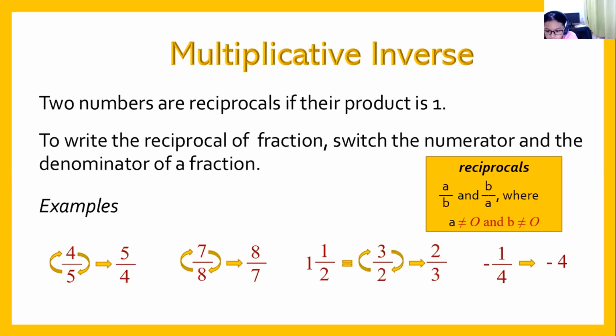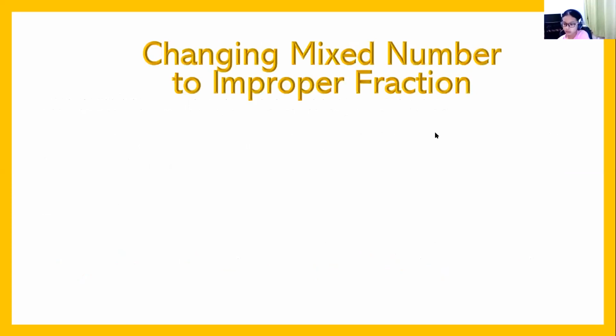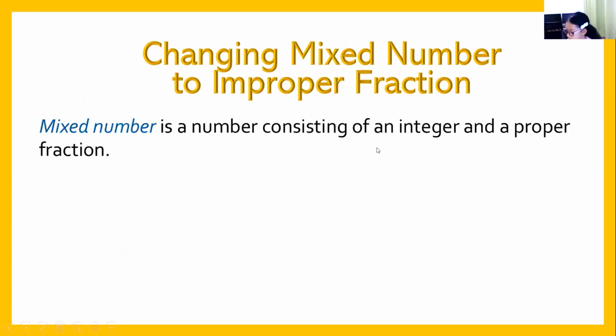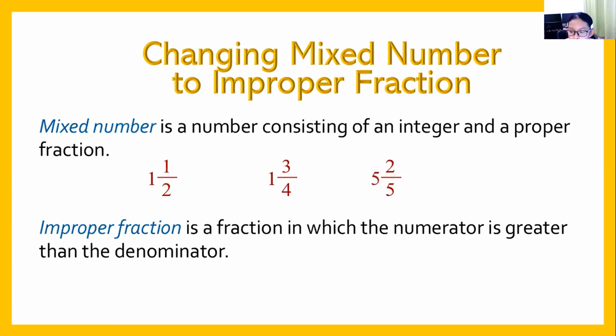All right, let's see how we solve mixed numbers. So how do we change a mixed number to an improper fraction, just like we did with the third example on the previous slide? Here's how you do it. But before that, let me first define what a mixed number is. A mixed number is a number consisting of an integer and a proper fraction. Examples: 1 and 1/2, 1 and 3/4, 5 and 2/5.